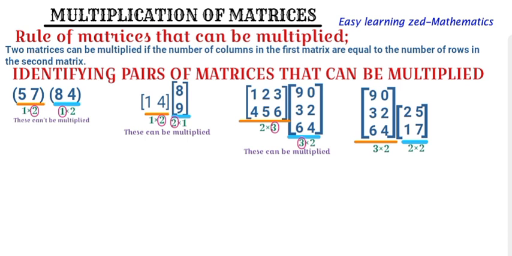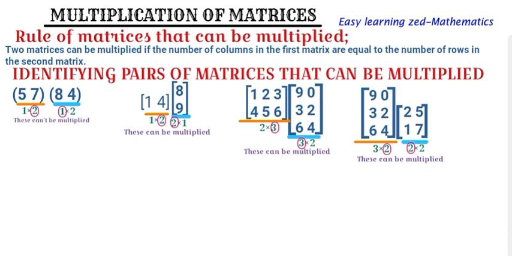Now let's check the number of columns in the first matrix. There are 2 columns. Let's check the number of rows in the second matrix. There are 2 rows. So the number of columns in the first matrix is equal to the number of rows in the second matrix. Therefore, this pair can also be multiplied.